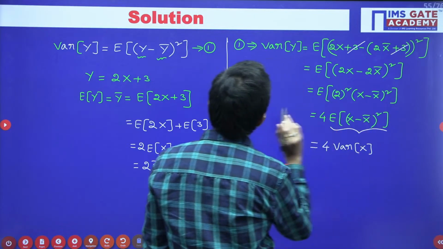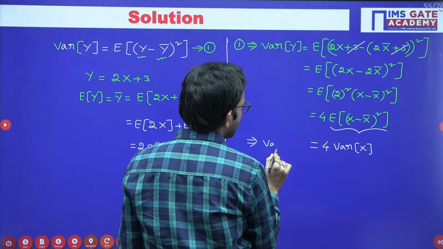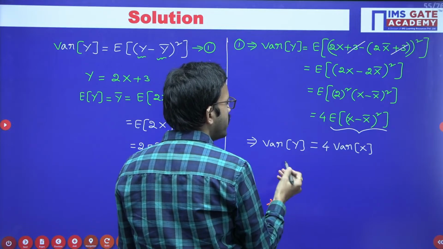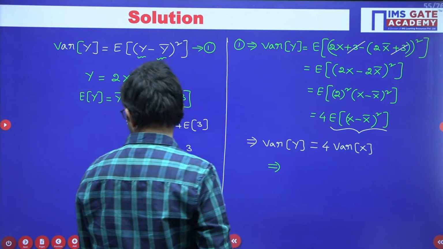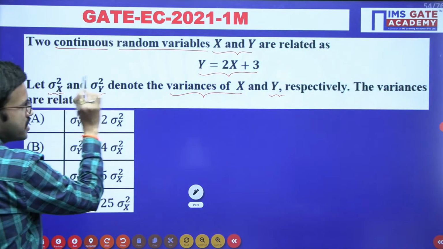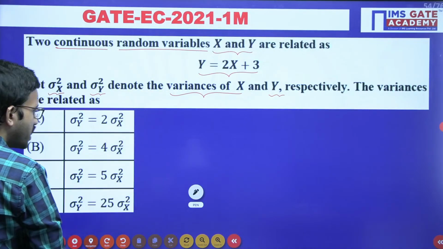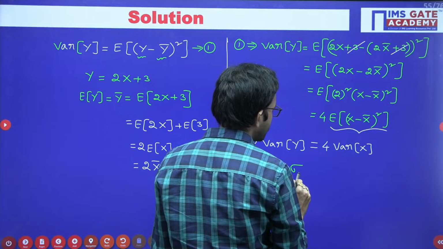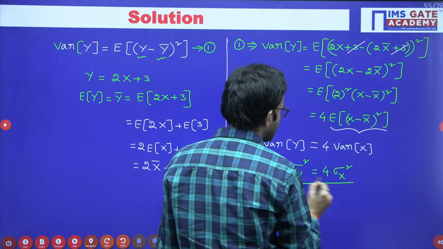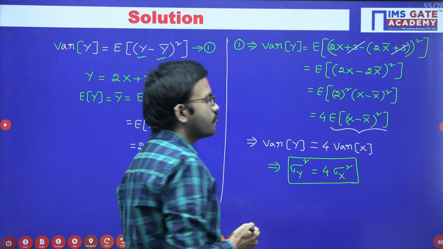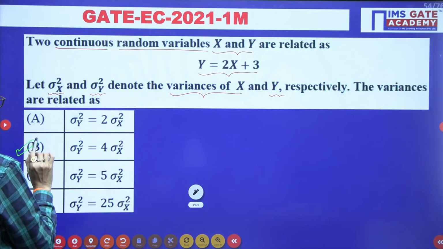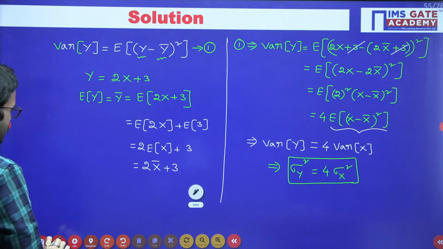So that means we got variance of y equal to 4 times variance of x. In the question they have used the notation sigma square for variance: sigma x square is the variance of x, sigma y square is the variance of y. So let us use that notation. Sigma y square is equal to 4 times sigma x square. Yes or no? So that means option B is the correct answer: 4 times sigma x square.